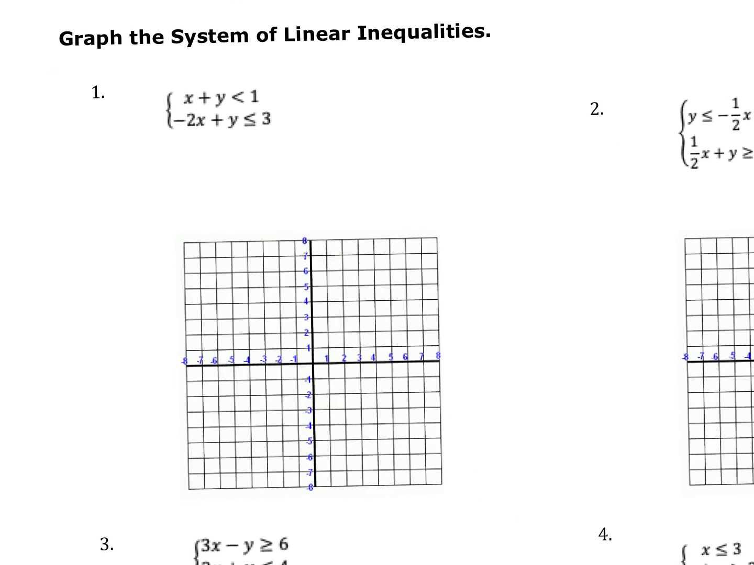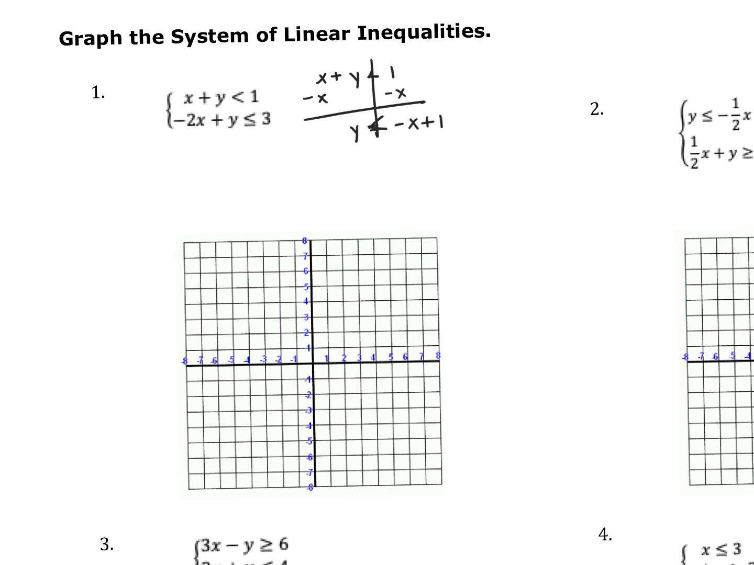So when I look at this first one, we have x plus y is less than 1, and y isn't by itself, so the first thing we've got to do is get y by itself. Did I say greater than before? It is less than, according to the inequality symbol. So I'm going to subtract x, and I'm left with y is less than, we keep that inequality the same, negative x plus 1. So now we can graph this one.